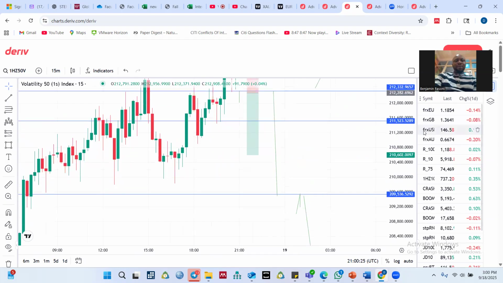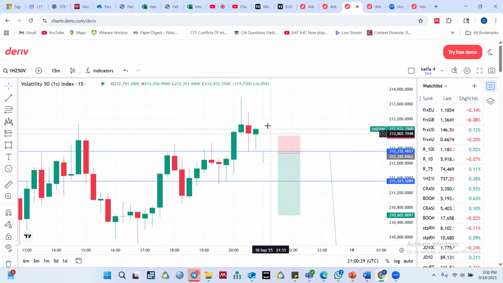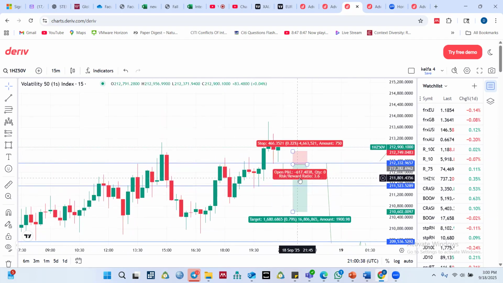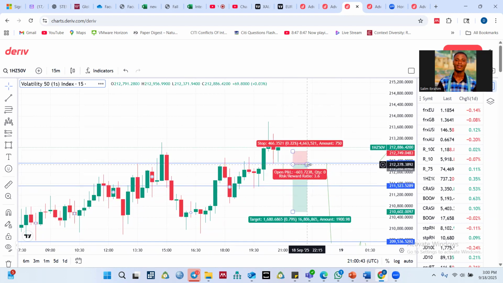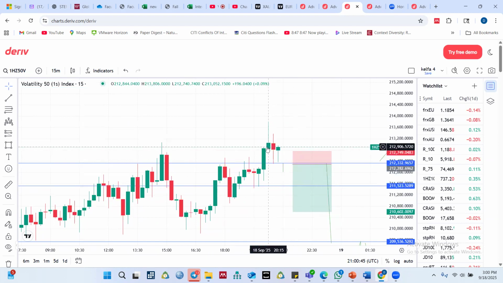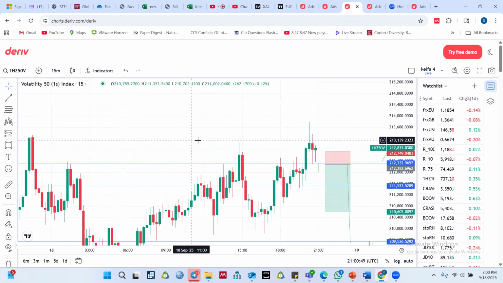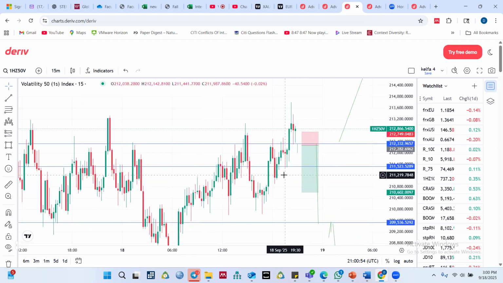So as long as this candle does not close below this blue line, it will go up. It will buy. So if it pushes to close below it, then we will sell. Okay, so let's see how it will end up or what it will bring. Let's see what it will do right now.